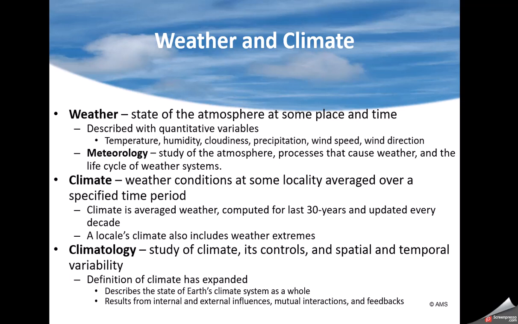And meteorology is just the study of the atmosphere and what causes the weather. In other words, why is the temperature so cold today? Or why is that wind blowing hard? That's what we're going to be talking about. Climate is long-term averages, and climatology is really the study of climate itself. What controls it? What dictates our climate?